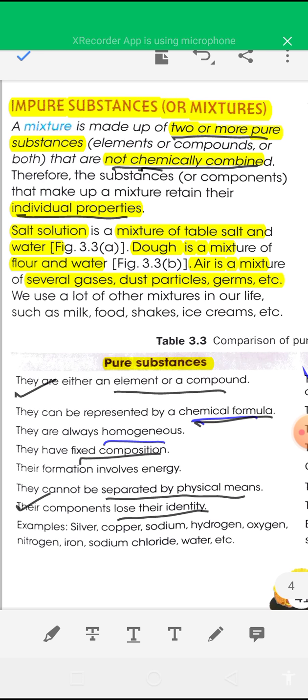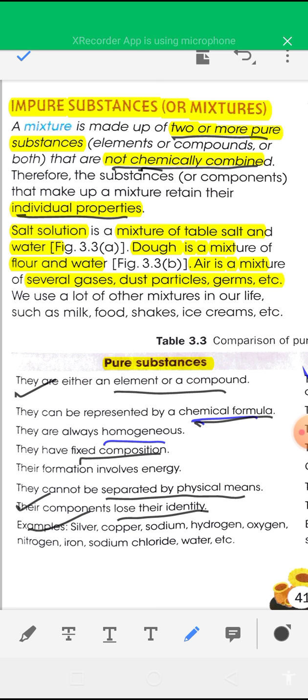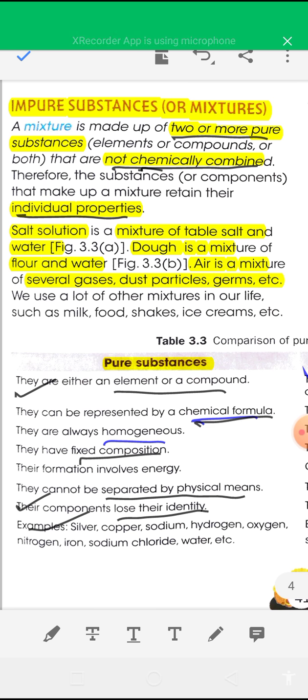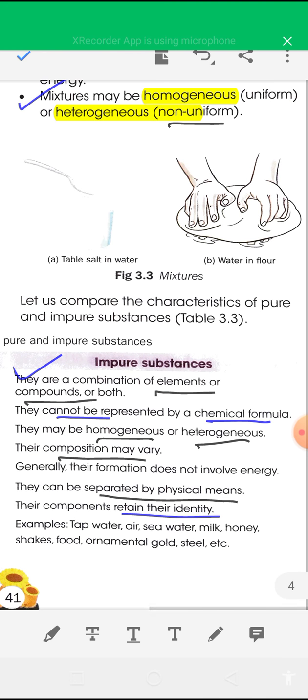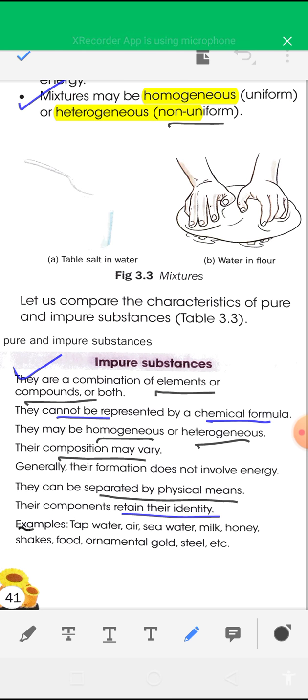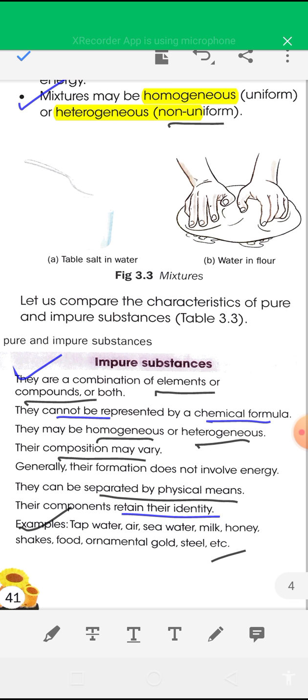Examples of pure substances: silver, copper, sodium, hydrogen, oxygen. Examples of impure substances: tap water, sea water, air, milk, honey, ornamental gold.